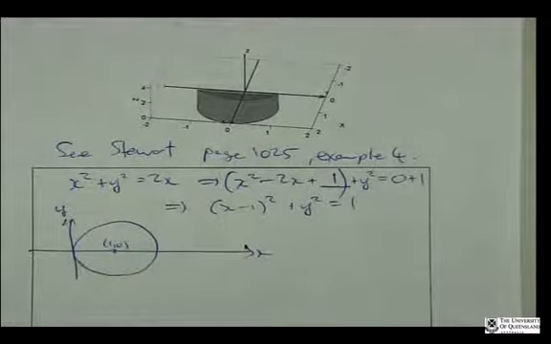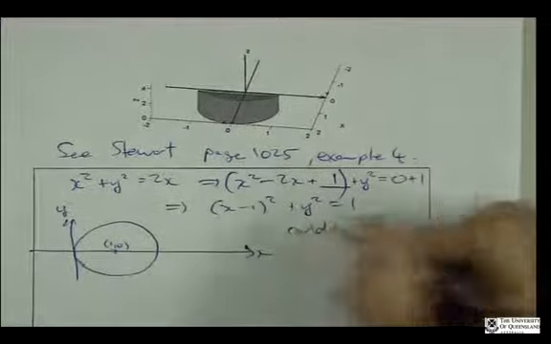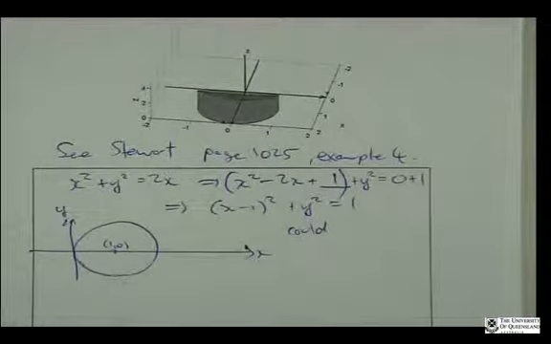And of radius 1. Okay, so here's the observation, and this is how the example is worked through in Stewart. You look at this and you see it's a circle, so I should use polar coordinates, right?